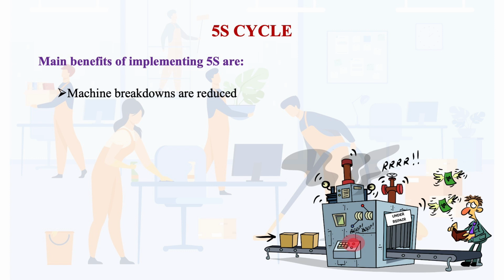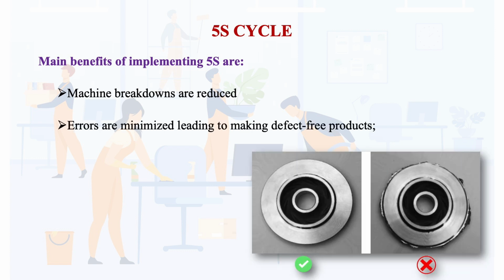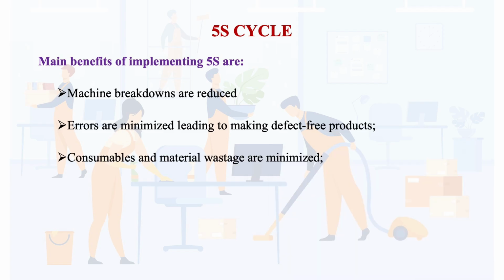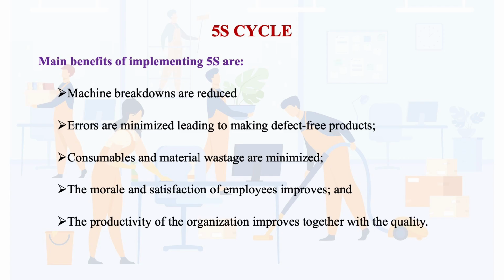The searching for tools, materials and documents also creates psychological stress that brings in an individual a lot of anger. Therefore, this is very important. The time of searching for tools, materials and documents should be minimized as much as possible using 5S and other applicable techniques. Machine breakdowns are reduced. Errors are minimized, leading to making defect-free products. Consumables and material wastage are minimized. The morale and satisfaction of employees improves, and the productivity of the organization improves together with the quality.